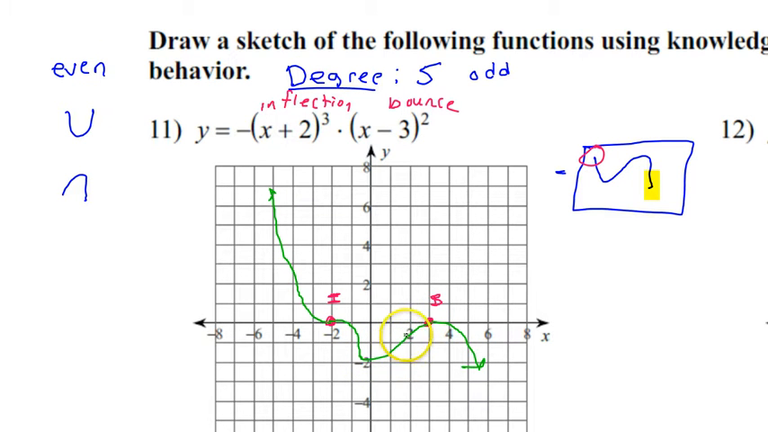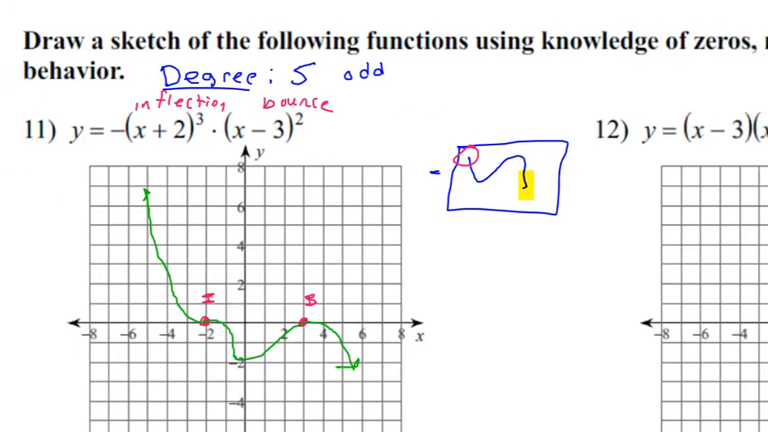Sometimes you'll be below, sometimes you'll be above. So if you're below, you'll just bounce back down. If you're above, you'll bounce up. Just a 50-50 chance. All right, let's look at it again for number 11.